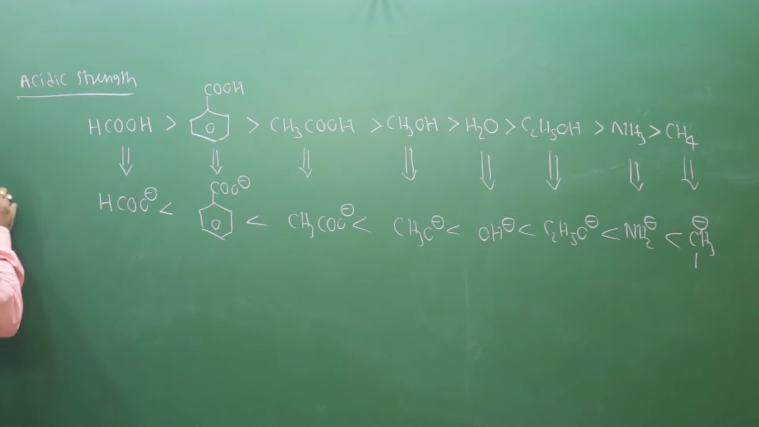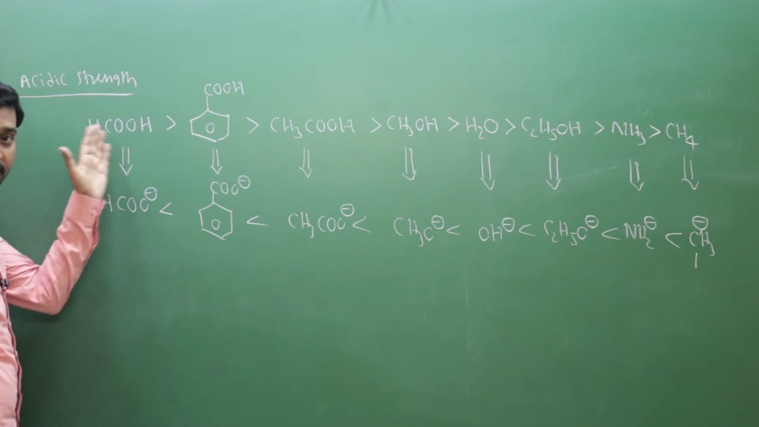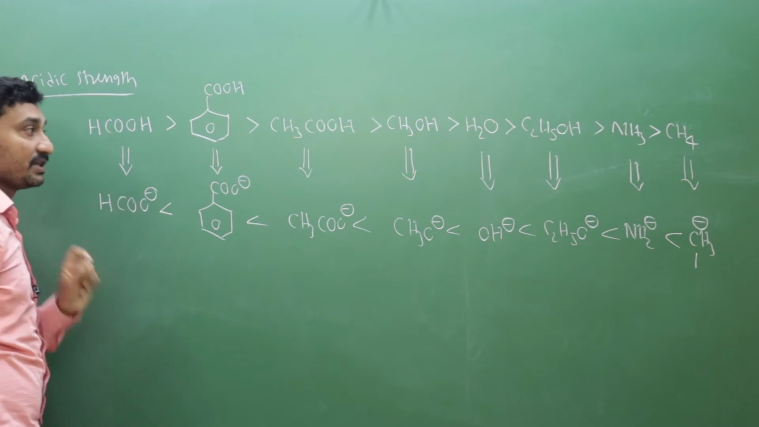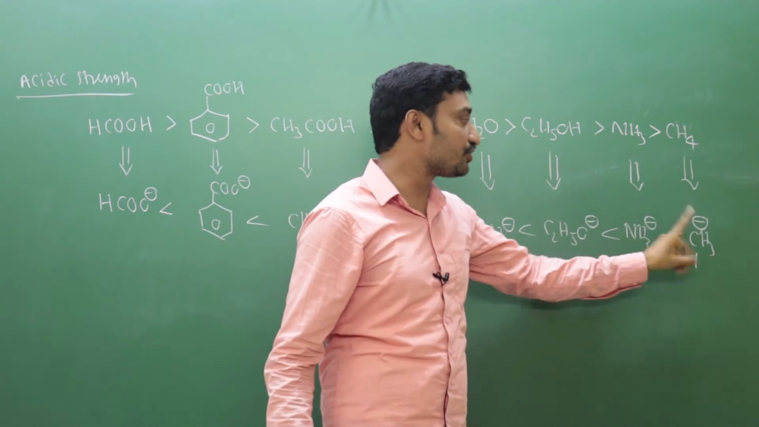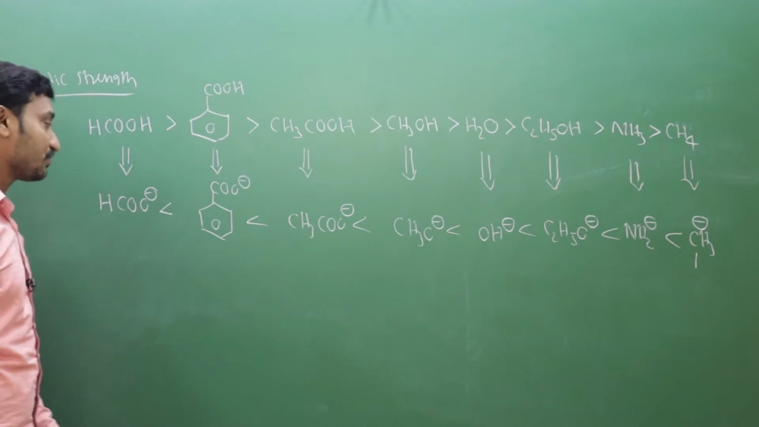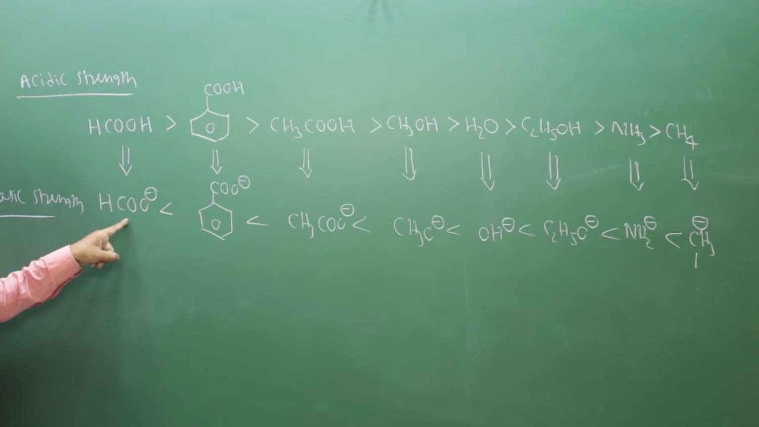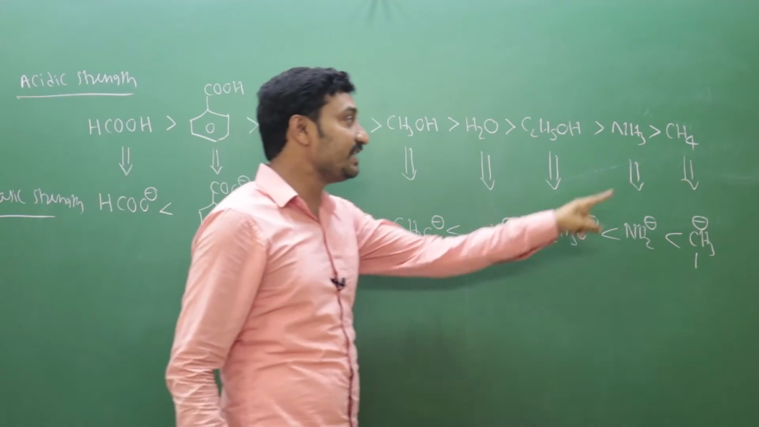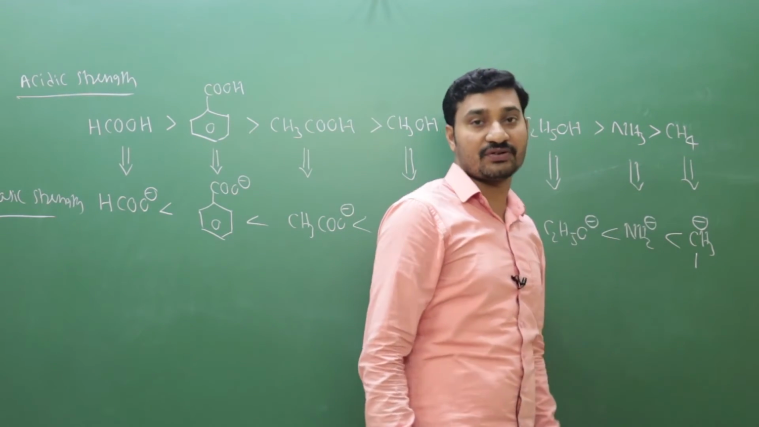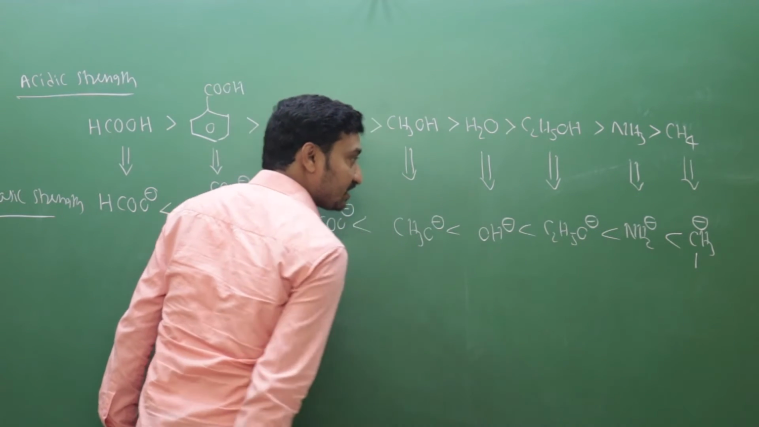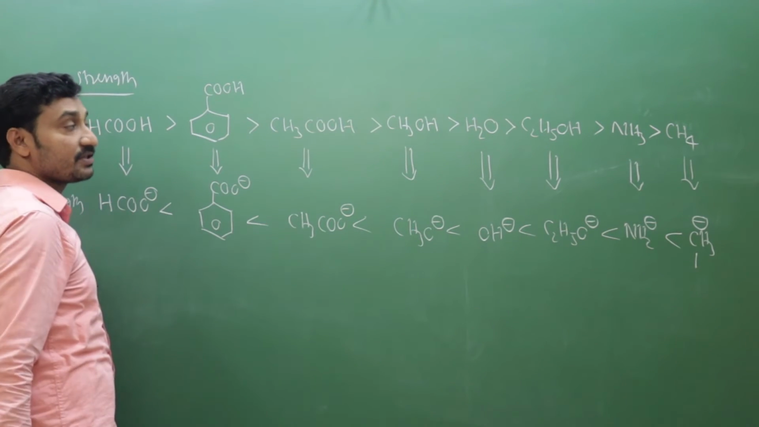So this is the acidic strength order, no? Basic strength is the reverse. Strong acid, weak base. Weak acid, strong base. Got it? So this is the basic strength order. If an acid is strong, its conjugate base is weak. If an acid is weak, its conjugate base is strong. Clear? So among all, CH3 minus is the strongest base, and HCOO minus is a weak base.